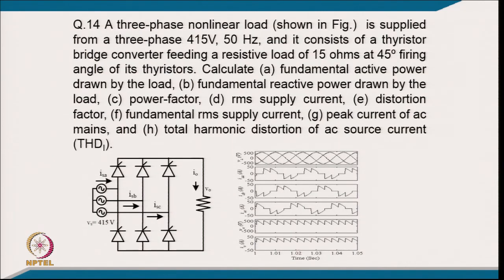Now, coming to example number 14. A 3-phase non-linear load is supplied from a 3-phase 415 volt supply and consists of a thyristor bridge converter feeding a resistive load of 15 ohm at a 45 degree firing angle. Calculate the fundamental reactive power drawn by the load, power factor, RMS current, supply current, distortion factor, fundamental RMS current, peak current of mains and total harmonic distortion of the AC mains current. After keeping the values and simulating, you have a supply current of this nature, and the output voltage and output current are also of this nature.